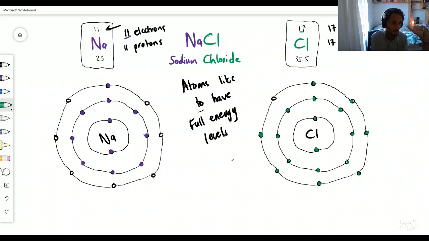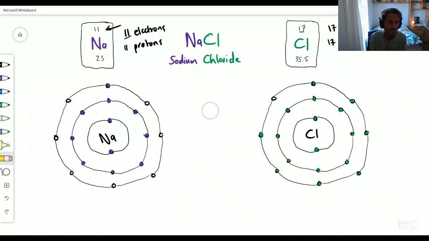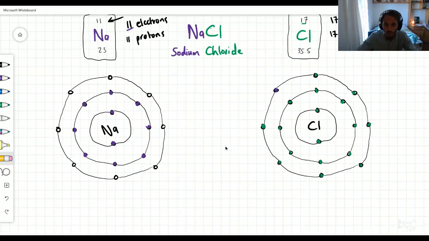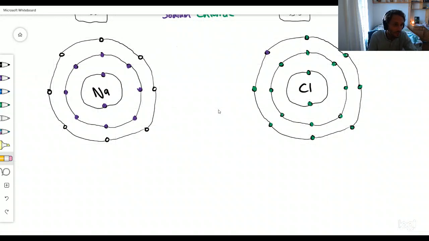So what's going to happen in this situation right here is sodium is going to take this electron here, and it's going to give it to chlorine. What's going to end up happening now is if we had to redraw these pictures, we've then got now sodium that's super happy. It's got these two over here, and then it's got a complete second shell. 2, 3, 4, 5, 6, 7, 8.